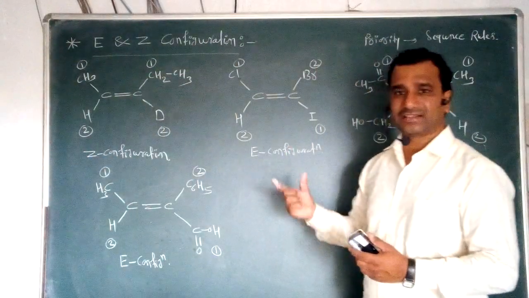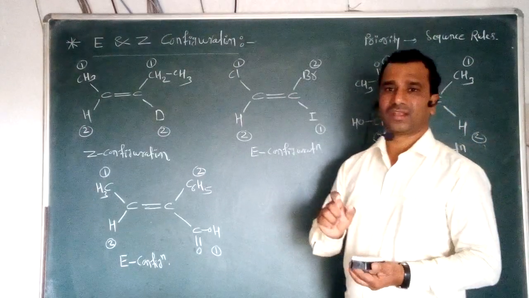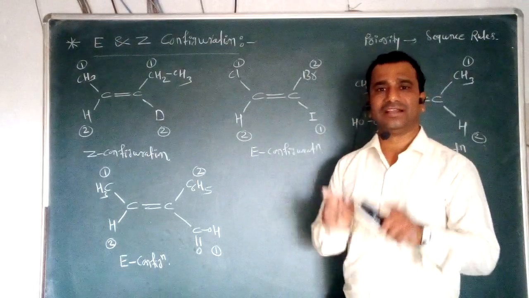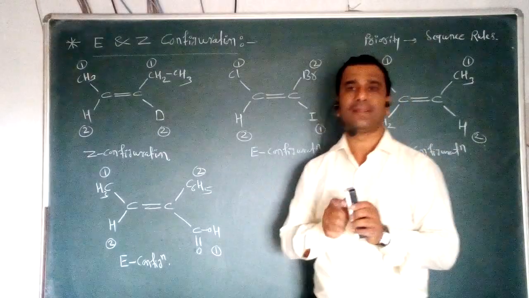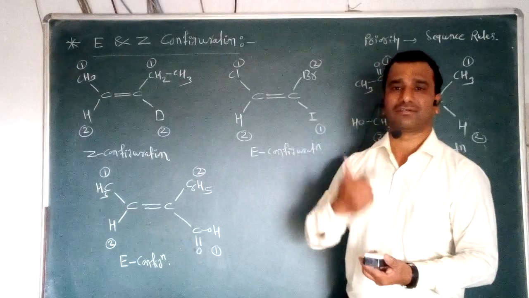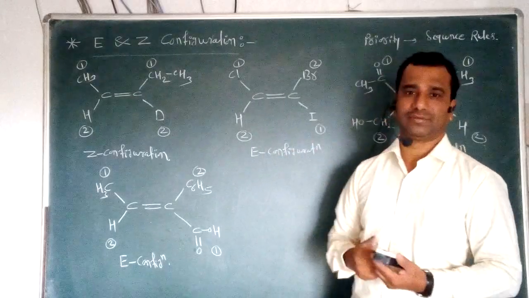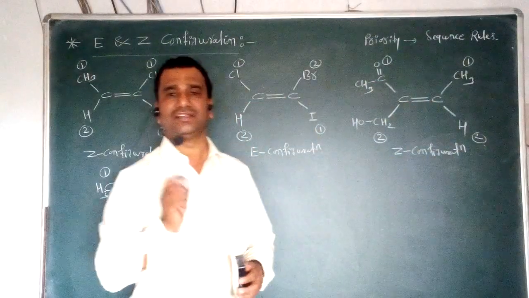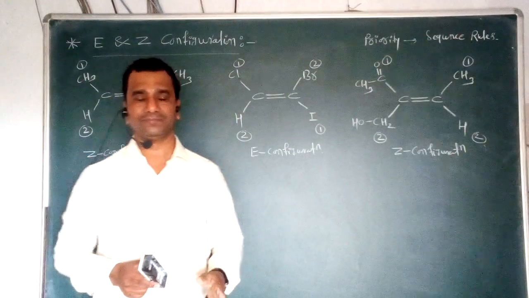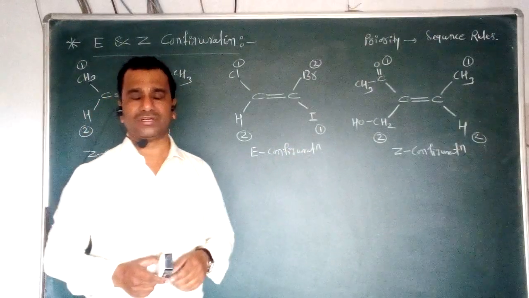So first of all, we assign simple priority, priority number 1, priority number 2 to each atom or group attached to both these olefinic carbons, and after that we look at the relative position of the highest priority groups, whether they are present on the same side of the double bond or across the double bond. So we can assign Z and E configuration. So this is very simple for assigning the E and Z configuration for a given alkene molecule.